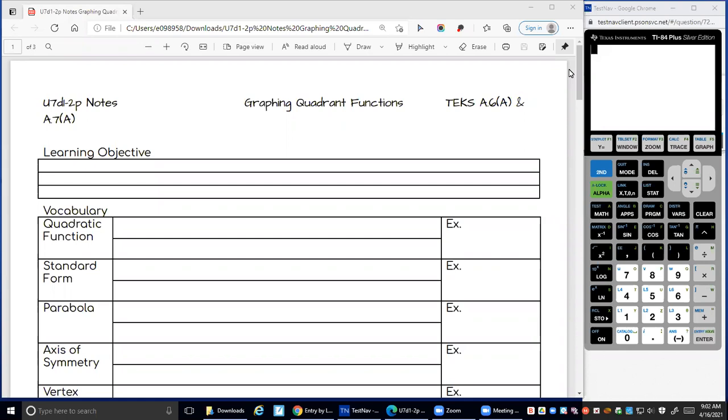Welcome. We're going to be talking about graphing quadratic functions. I know it says quadrant, I didn't notice, but basically quadratic functions. So our objective, go ahead and write this down. We'll learn to graph and identify key aspects of quadratic functions.